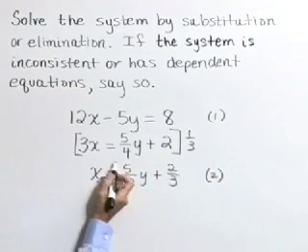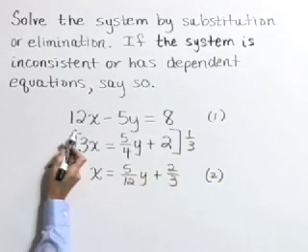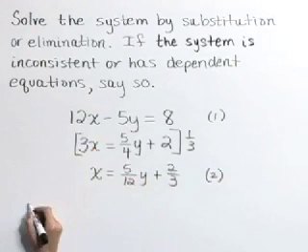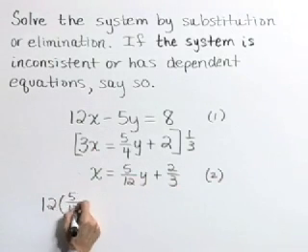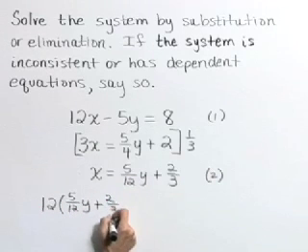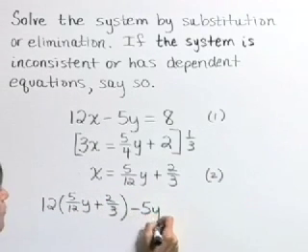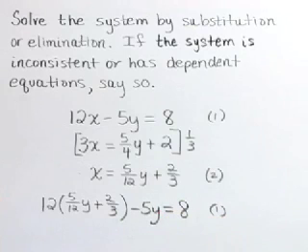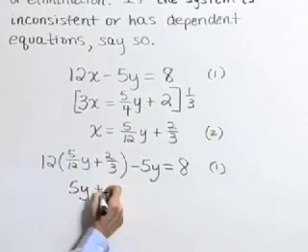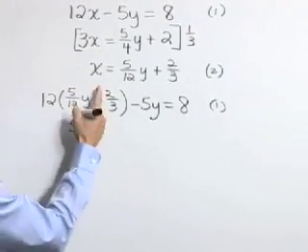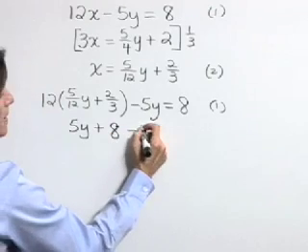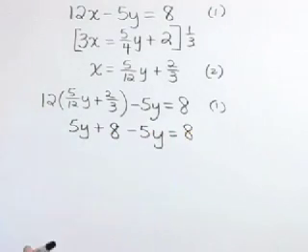Now we'll substitute our value from equation 2 in for x in equation 1. Here we go. So equation 1 becomes 12 times, in place of x, we'll put 5/12 y plus 2/3, minus 5y is equal to 8. Now let's solve this equation for y. Distributing up front, 12 times 5/12 y is 5y, plus 12 times 2/3. 3 goes into 12 4 times. 4 times that 2 is 8. Minus 5y is equal to 8.